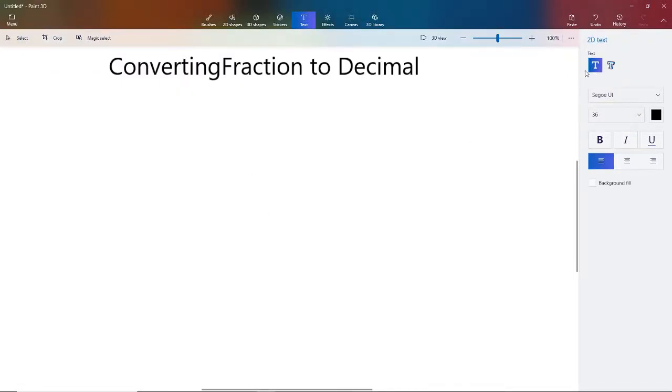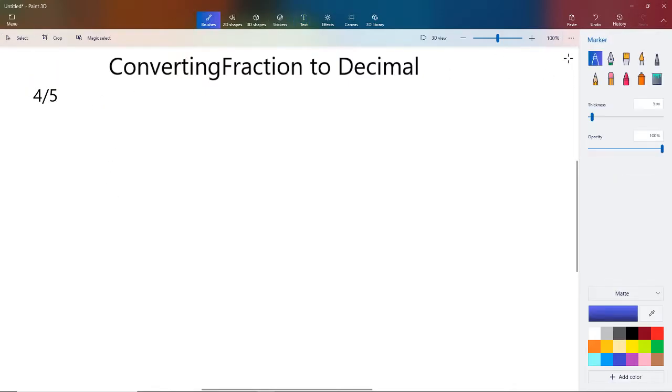Alright, so in this video we're going to be talking about converting fractions to decimals. So let's take the fraction 4 over 5. So we know that this fraction looks just kind of like this. It's 4 over 5. So many times we're going to be given fractions and we're going to want to convert them to decimals.